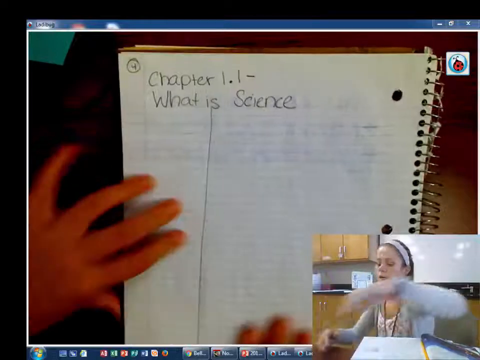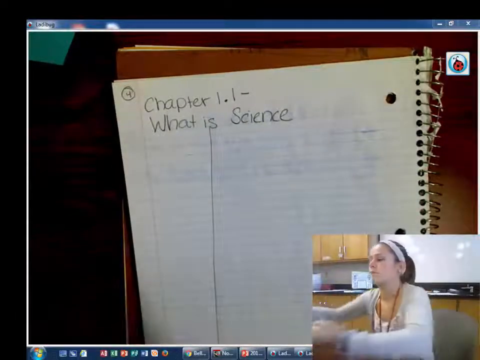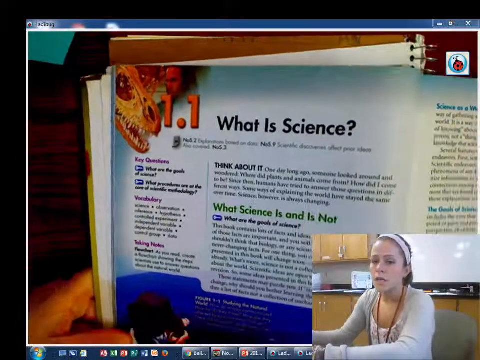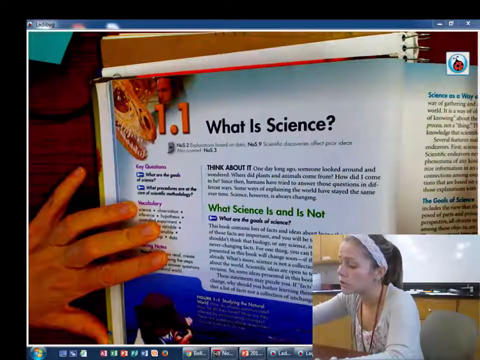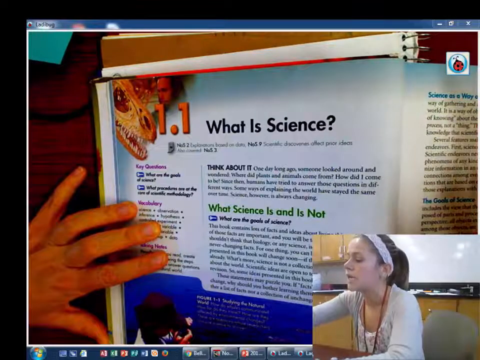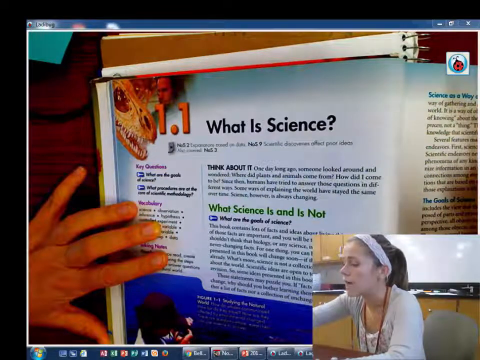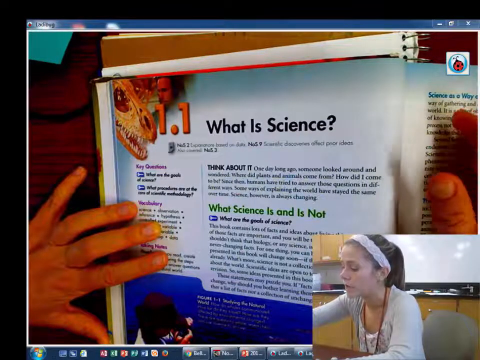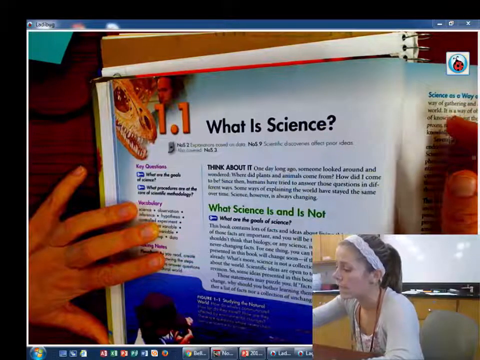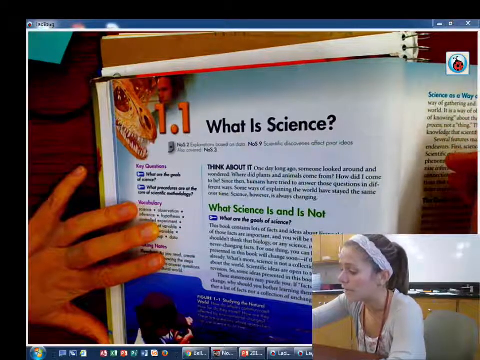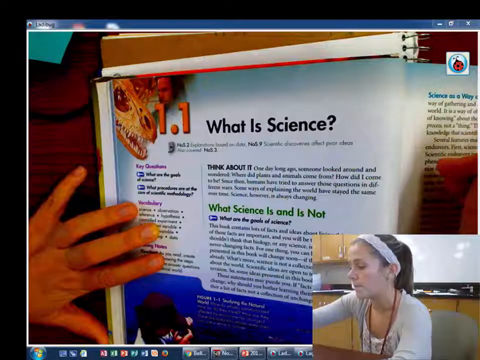So the first thing we're going to start off doing is just reading through the section. One day long ago, someone looked around and wondered, where do plants and animals come from? How did I come to be? Since then, humans have tried to answer those questions in different ways. Some ways of explaining the world have stayed the same over time. Science, however, is always changing.